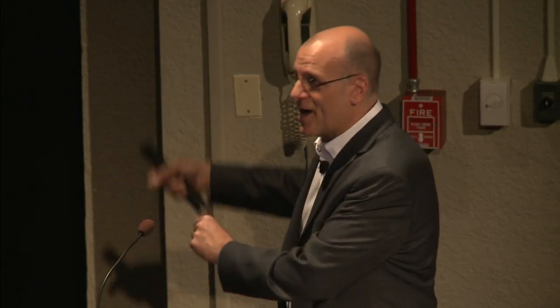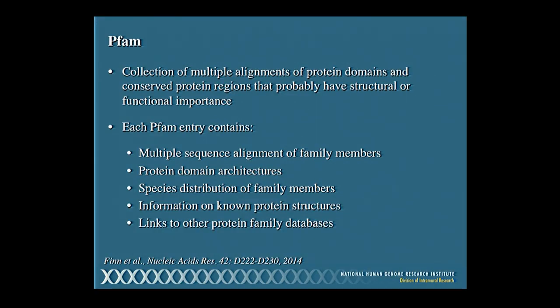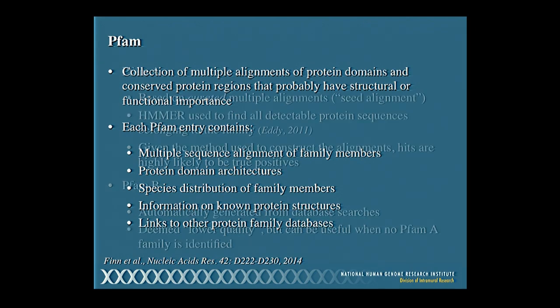You'll obviously see the multiple sequence alignment that was used to derive that matrix. Protein domain architectures, you'll get an idea of a species distribution of where that particular protein family can be identified. So is it in certain species and not in other species. Information on known protein structures and links to other relevant databases. As we go through all of the things I'm going to show you this morning, you'll see references along the bottom, and I would encourage you to pull those references to get a more in-depth view of each of the things we're going to discuss this morning.